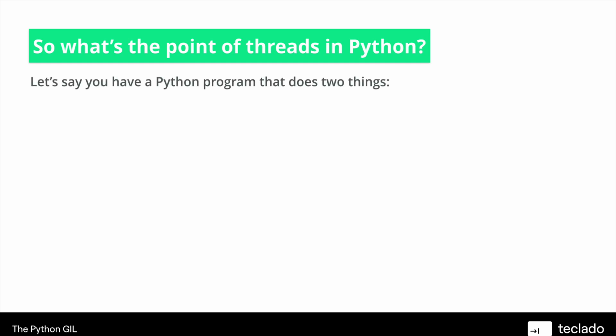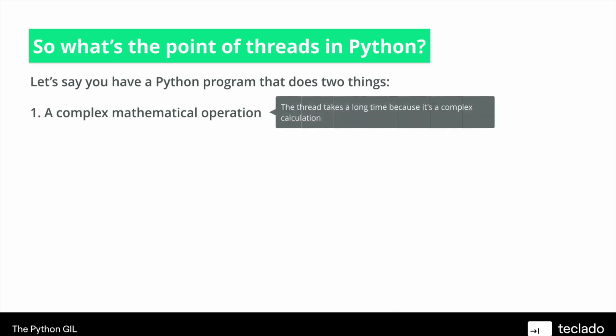Well, let's say you have a Python program that does two things. One of the things it does is a complex mathematical operation, something that takes a long time. So let's say this operation takes a long time because it's a complex calculation. Your computer has to do a lot of things in the CPU, in your processor, in order to arrive at a solution. And it also does an entirely separate thing, which is it collaborates with the user.